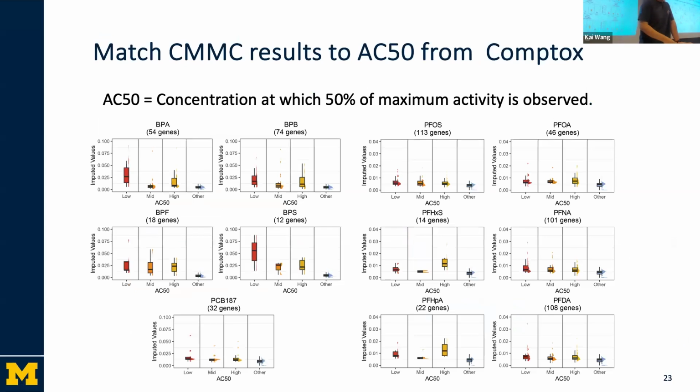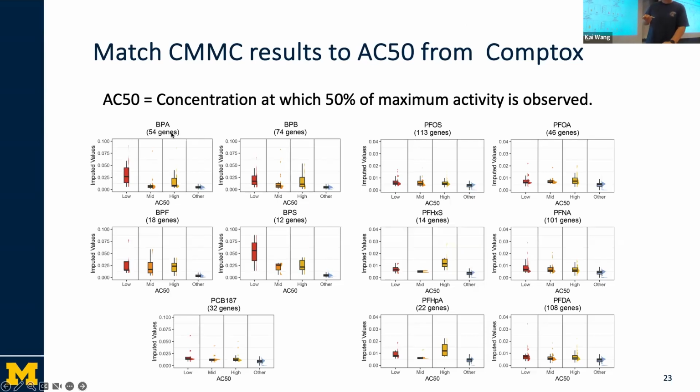After that, we also checked the AC50 from CompTox, because they have the bioassay data, so they have the AC50. The AC50 in toxicology is the concentration at which 50% of the maximum activity of that gene is observed. In our result, a bigger number means a higher possibility that the target gene and the chemical interact with each other. For the AC50, a lower AC50 means that the gene is very sensitive to this chemical.